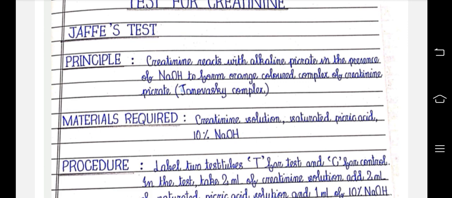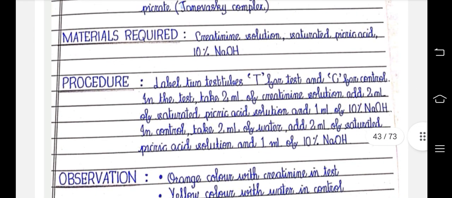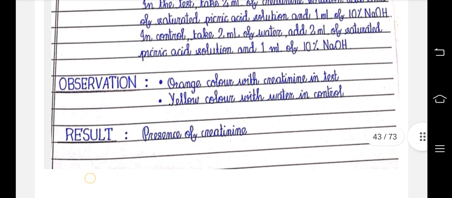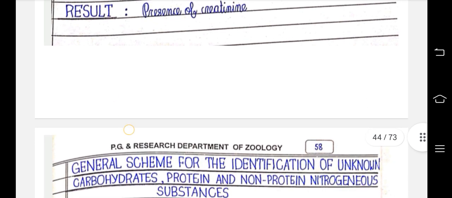Label the test tubes T for test and C for control. Then take 2 ml of creatinine solution, add 2 ml of saturated picric acid solution, add 1 ml of 10% NaOH. In control, take 2 ml of water, add 2 ml of saturated picric acid solution, add 1 ml of 10% NaOH. Orange color with creatinine in test, yellow color with water in control.